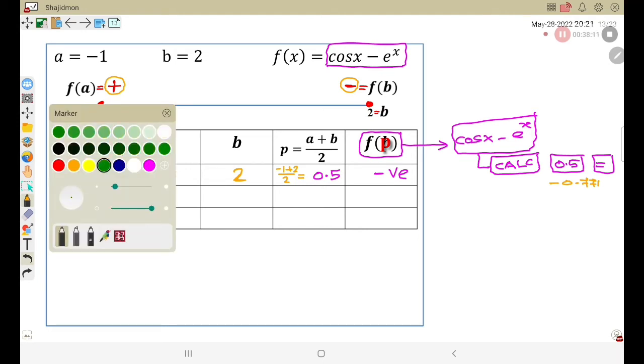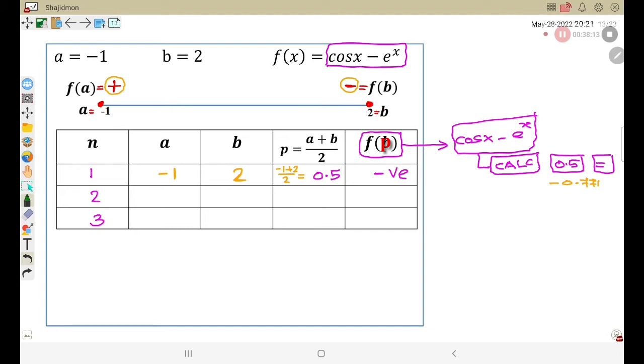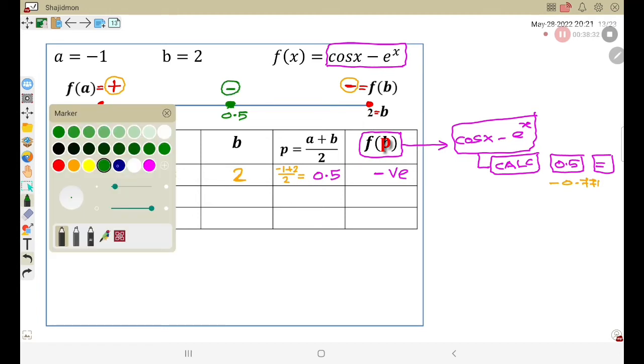Well, so this step I am just marking on the top number line. See, minus 1 to 2, here is the middle. What is the number in the middle? 0.5. Minus 1 and 2 middle, 0.5. What sign did I get? Negative. So I am putting here negative. Now take the opposite sign.